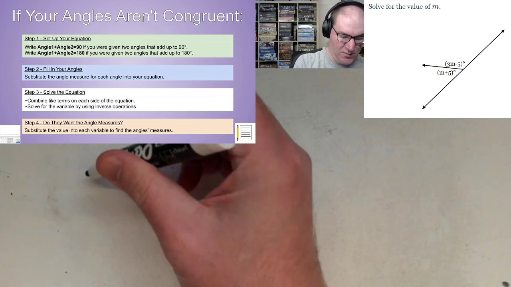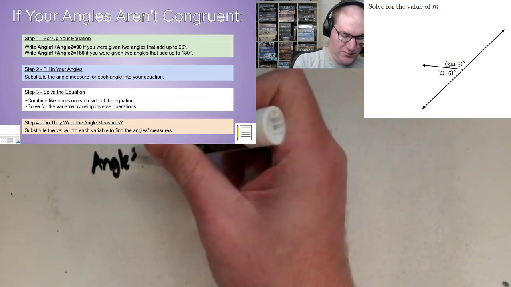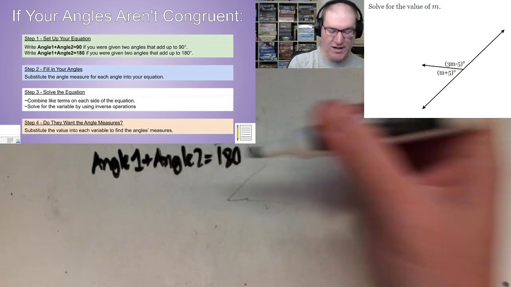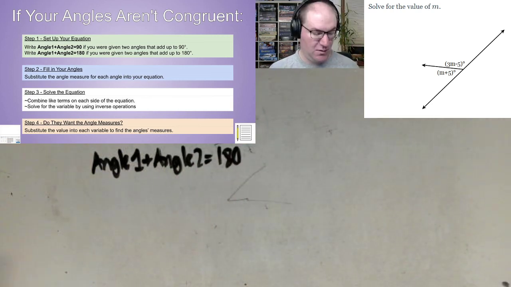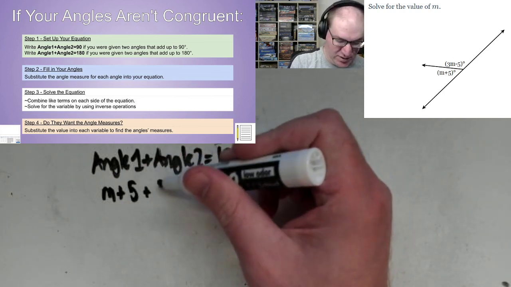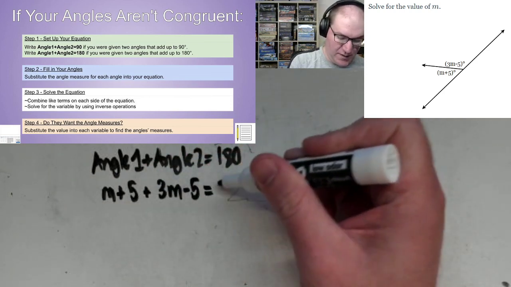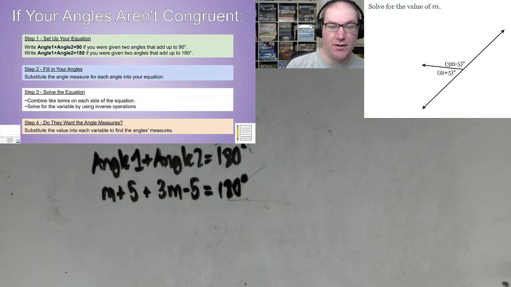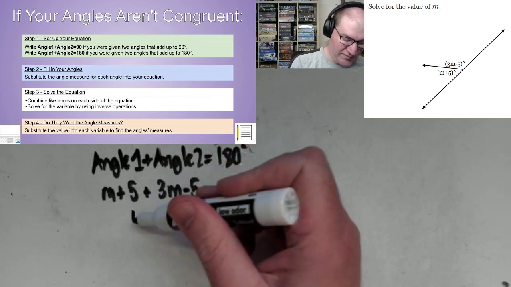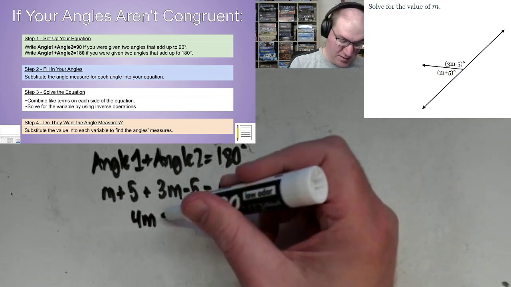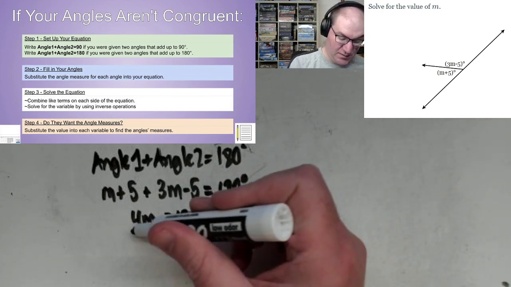So we'll set it up the same. Angle 1 plus angle 2. This time, instead of adding up to 90, they're going to add up to 180. Let's plug in the measure of each angle. So angle 1 is going to be m plus 5, and the other one is going to be 3m minus 5, and they add up to 180. Let's combine like terms. That's step 3. So m plus 3m is 4m. 5 plus negative 5 is 0, so I'm just not going to write that. And that equals 180.